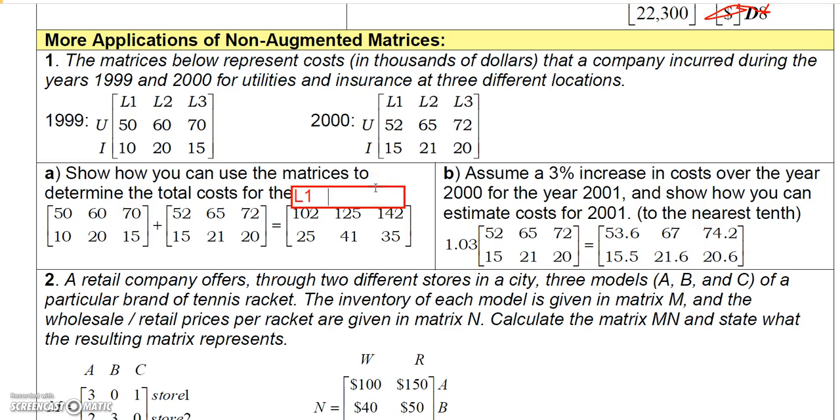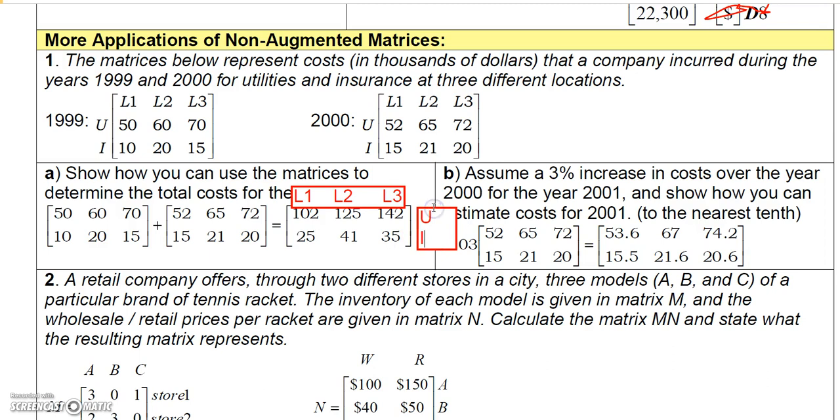So let's label this. I probably should have labeled that. So location 1, location 2, location 3, and then the actual rows represent utilities and insurance there. So that would be the cost for utilities. The total cost for the 2 years for utilities for location 2 would be 102, 125, and 142 for each location, and then the insurance costs for each location would be the second row.